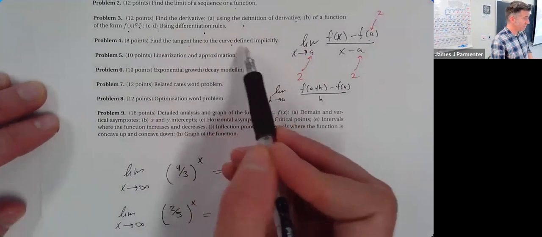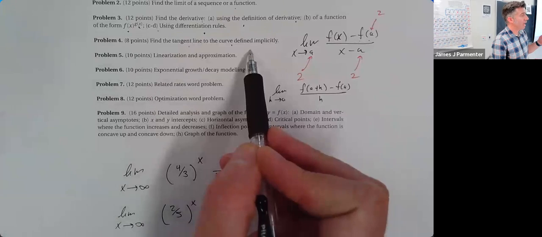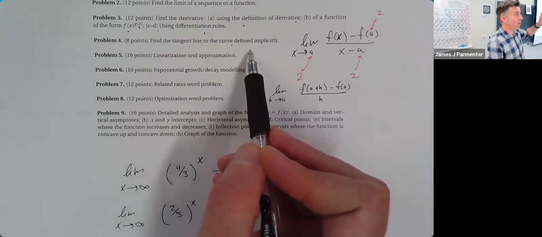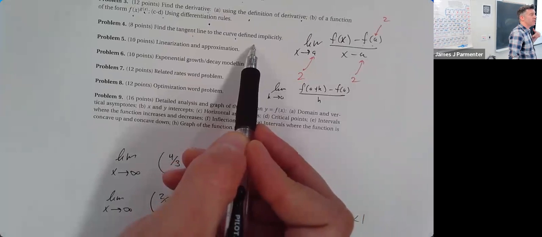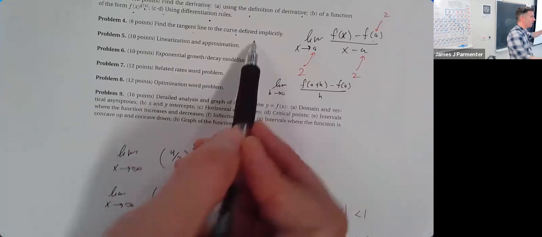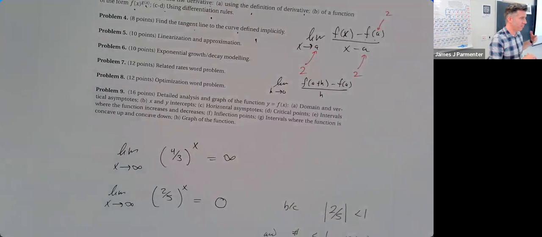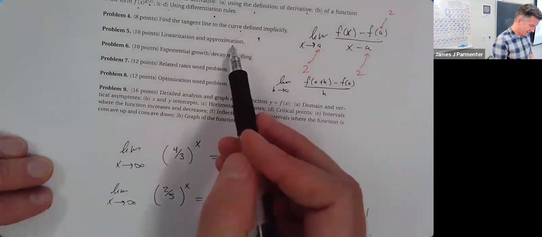Tangent line to the curve defined implicitly. Implicit differentiation, and then right after you do the implicit differentiation, what's the next thing you do? Plug in the point and then solve for y prime. Don't solve for y prime first and then plug in after. Plug in the point first, then solve for y prime.